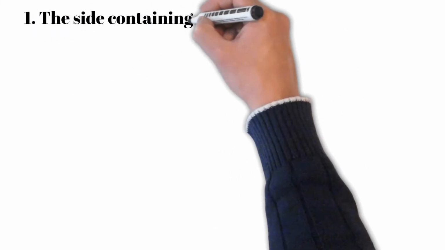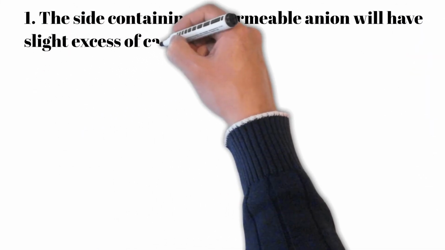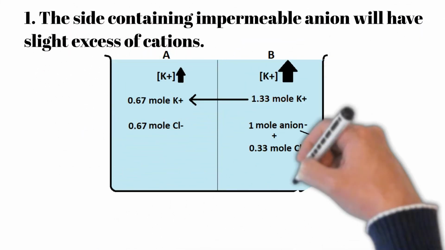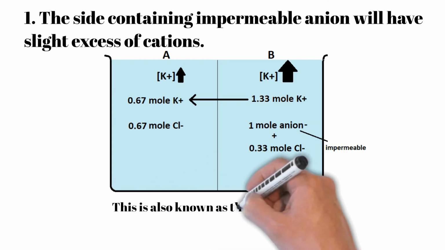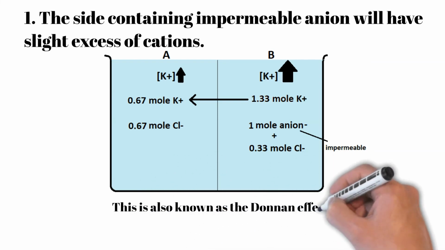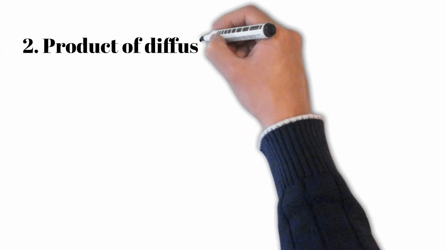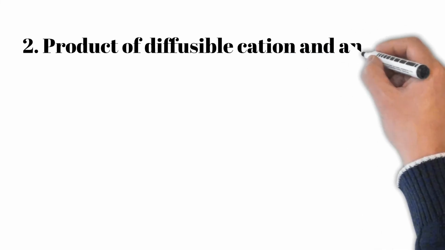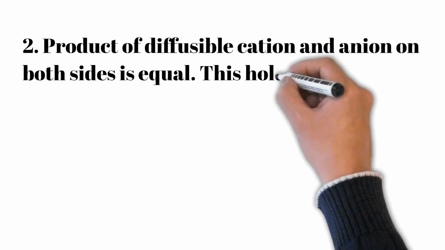The side containing the impermeable anion will have a slight excess of cations. Here, side B containing the impermeable anion or protein has a slight excess of potassium ions that tend to diffuse to side A. 2. The product of diffusible cation and anion on both sides is equal. This holds true for any pair of univalent cation and anion.